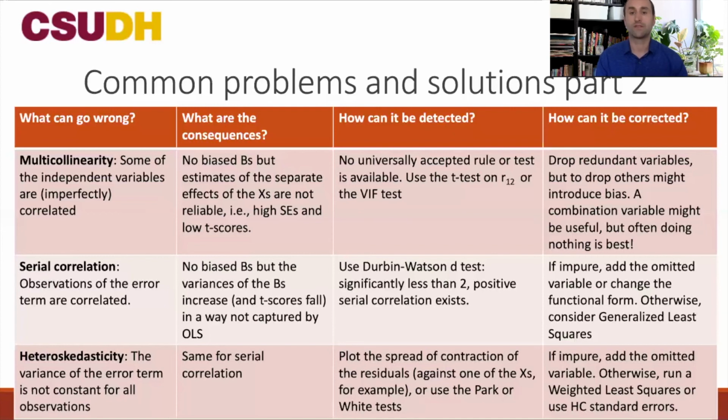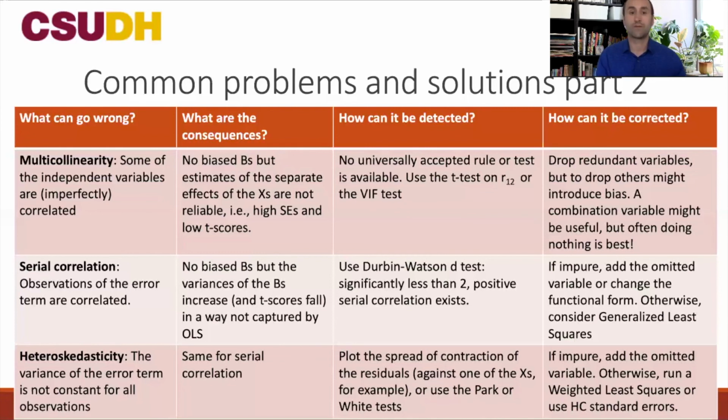And for this, you can use the Durbin-Watson test. This is usually an option in SPSS. If it's significantly less than 2, then that would suggest that positive serial correlation exists. Now, if you identify this, maybe you could add that time variable that I mentioned, or you could maybe play around with the functional form. There's also other non-OLS approaches that you could use to try and address this.